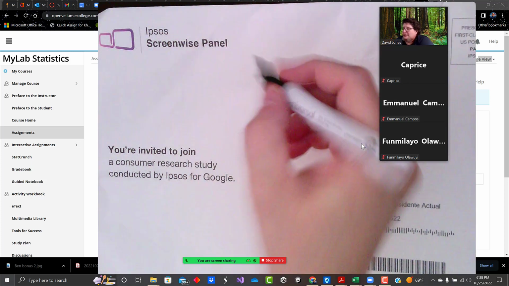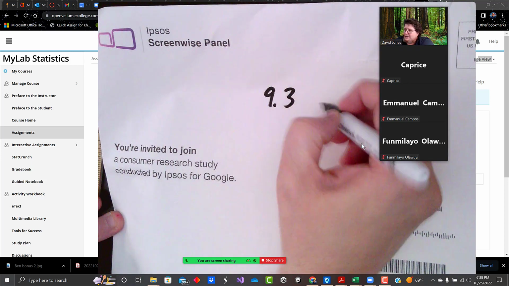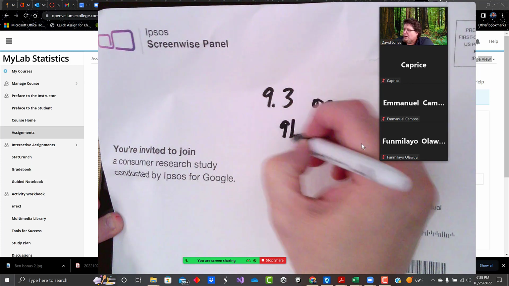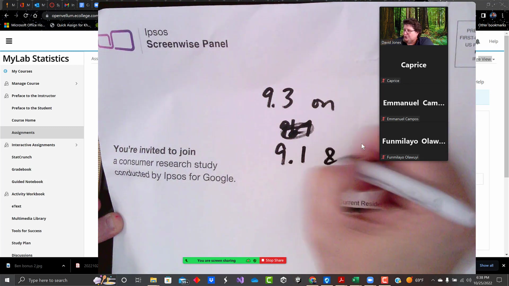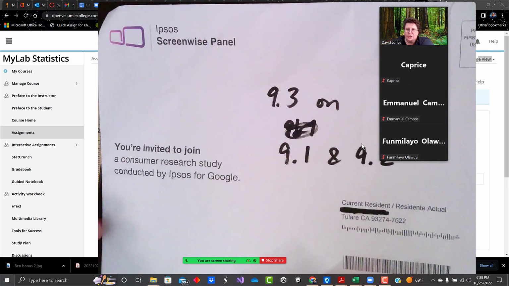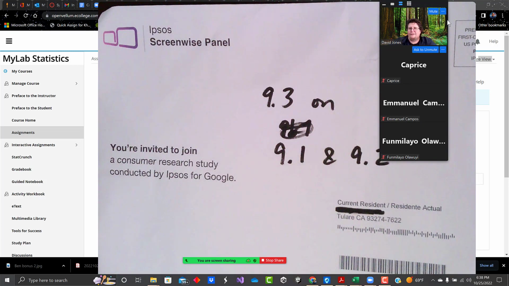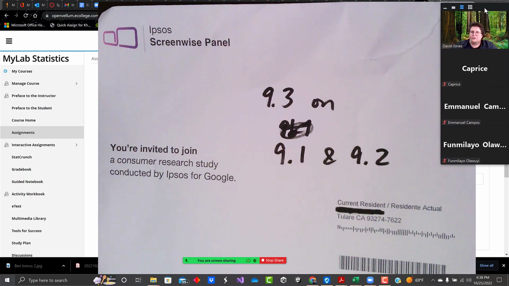9.3 is basically built on 9.1 and 9.2. Deciding which to use when you're given a problem, what should you go about doing? How should you choose? Do I use a proportion stat? Do I use a mean stat? We're going to go ahead and do it.